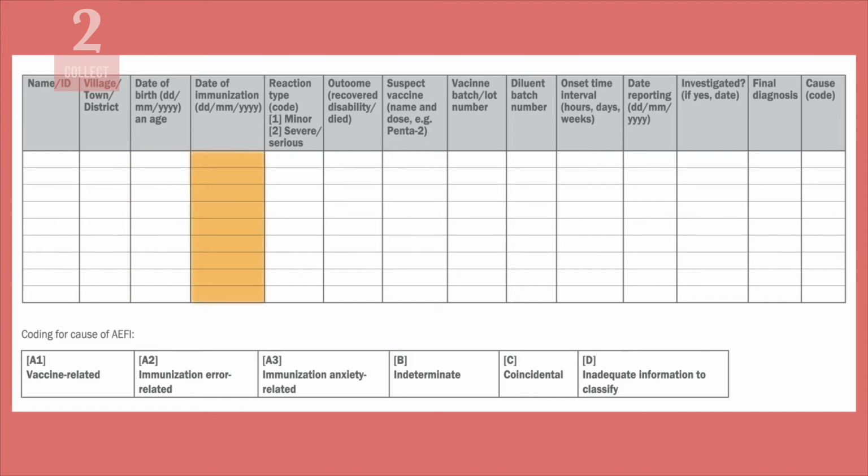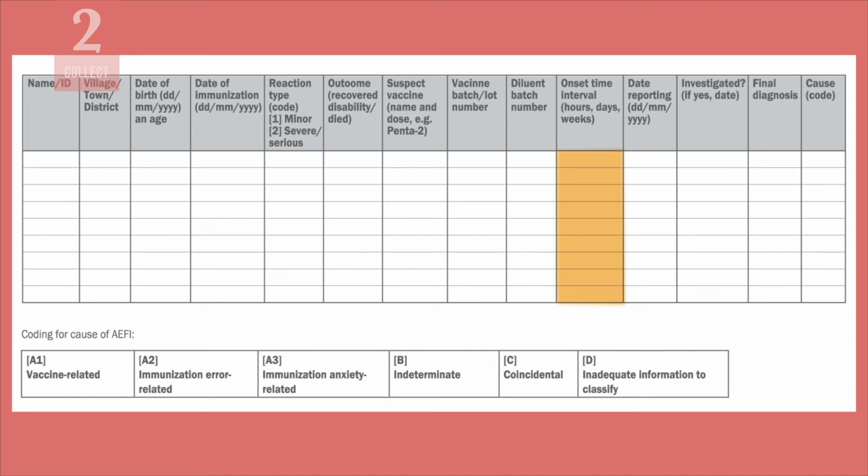Record details about the adverse event, including the date the patient received the immunization and a description of the reaction type. In this column, use the code to identify the AEFI as minor or severe or serious. Write the AEFI outcome as recovered, disability, or died. Also enter details on the suspect vaccine, including its name and dose and batch or lot number. If a diluent was used, record the batch number.